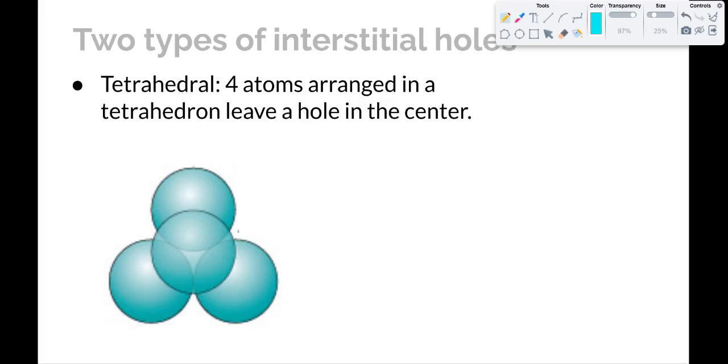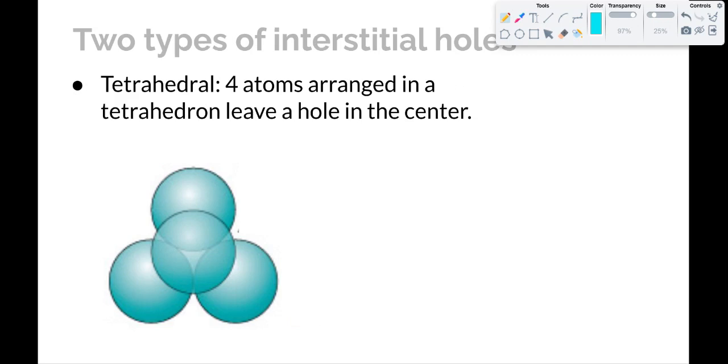Some details about interstitial holes, and this is really hard to see on a flat surface like you're looking at right now. It's much easier to visualize if you have a three-dimensional model that you can move your head around and look inside. But a tetrahedral hole is a type of hole where there are 4 atoms arranged in a tetrahedron, and that leaves a hole in the center.